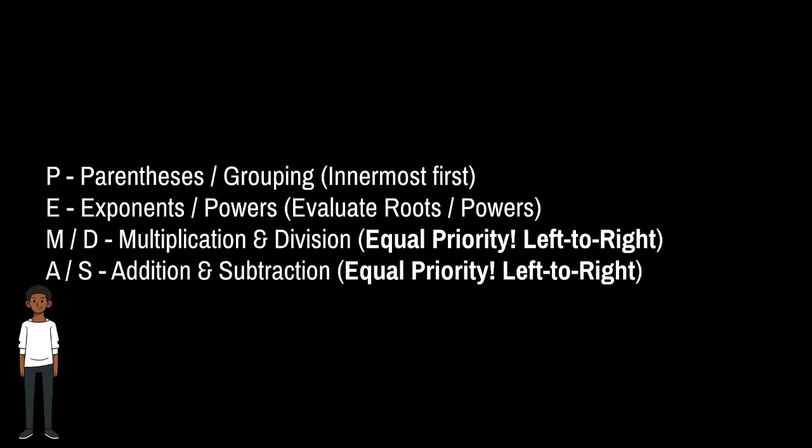To solve this correctly, we must strictly apply the PEMDAS hierarchy. P stands for parentheses, resolve grouping symbols first. E stands for exponents, evaluate powers next. Now pay close attention. M and D, multiplication and division, are on the exact same priority level. You must perform them strictly from left to right as they appear in the expression. Finally, A and S, addition and subtraction, also share equal priority and are evaluated from left to right.